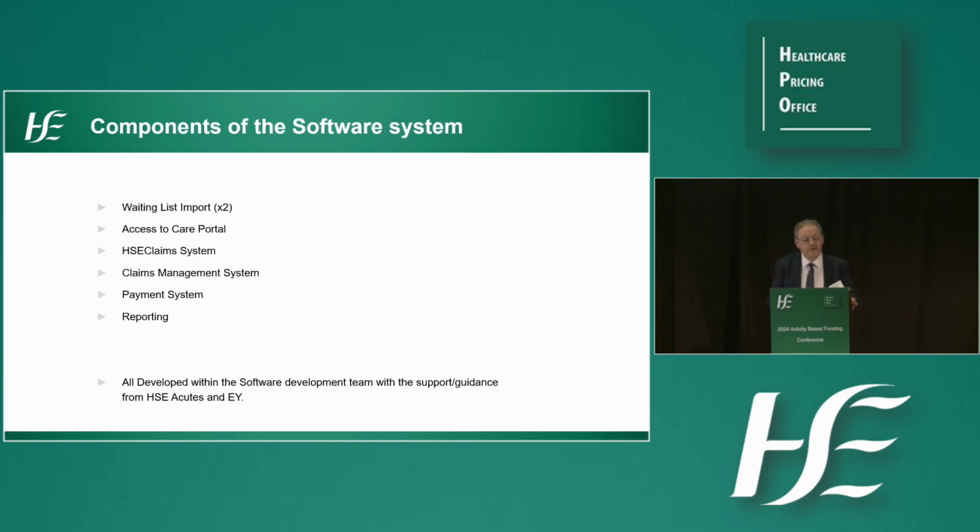The components of the system: we have a waiting list import system. Now, there's two of those, actually, because we have the IPDC, the inpatient day case waiting list, and the outpatient waiting list. We have the Access to Care portal. This is how we send the patients out from the public hospitals to the private hospitals, or to the public hospitals. We have the HSE claim system. That's the private vendors. That's how they submit the claim. They have to submit a claim. They have to tell us what happened to the patient, and they have to submit an invoice.